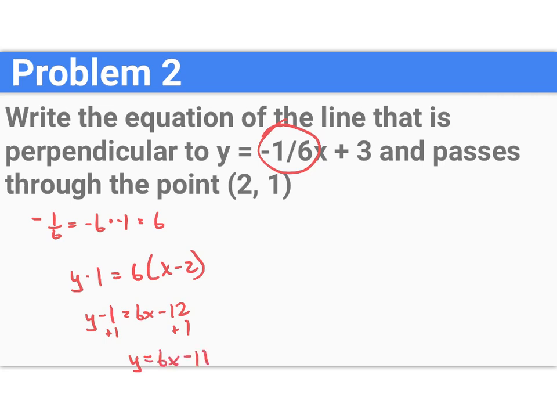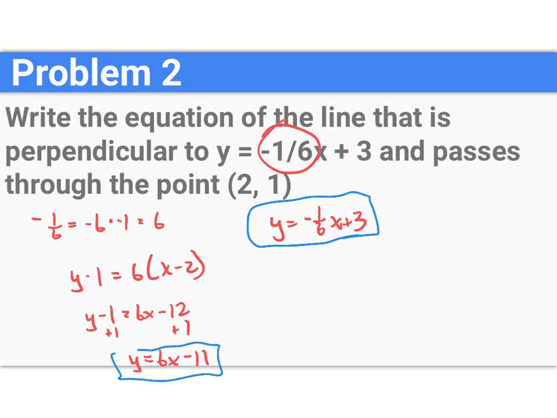This is the line that is perpendicular to y equals negative 1/6 x plus 3. It's not the only perpendicular line, but it is the only line that passes through the point (2, 1). There are many lines that will be perpendicular to the given line, but the one we found is the only one that passes through that point and is perpendicular to our given line. So we had to use the point-slope formula to solve this.